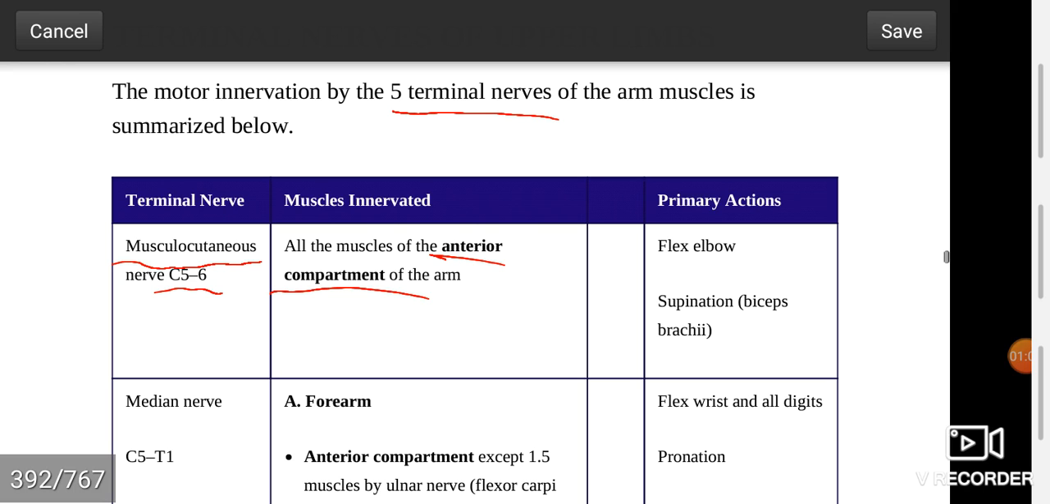In the last video we also learned that the nerves arising from the anterior division act as flexors. This nerve flexes the elbow joint, and another primary action of this nerve is supination of the hand. The biceps brachii is the muscle responsible for supination and is innervated by the musculocutaneous nerve.